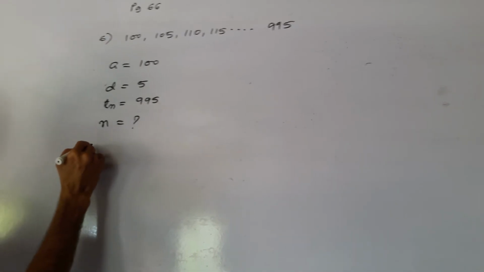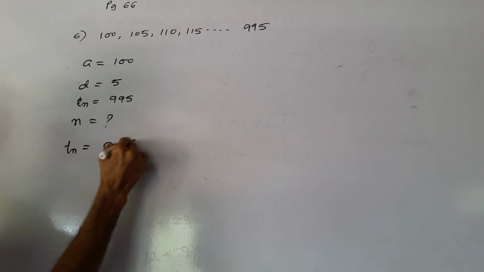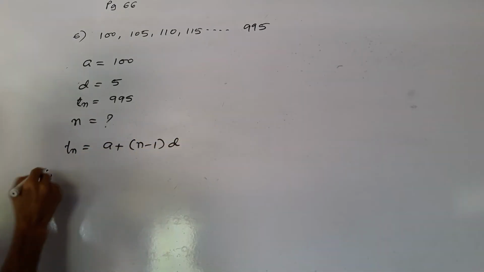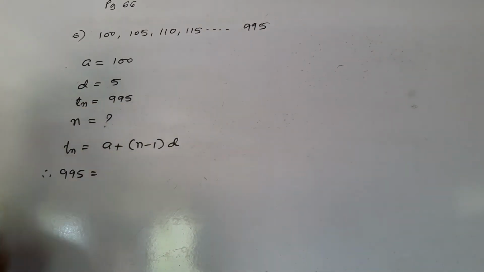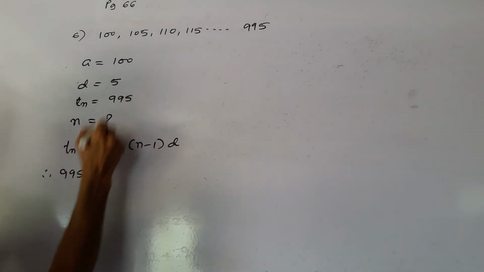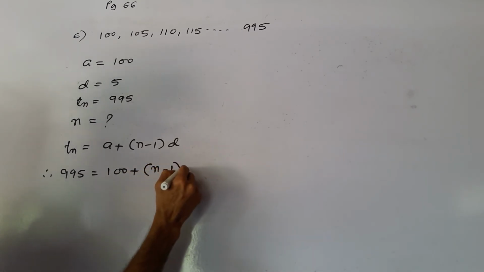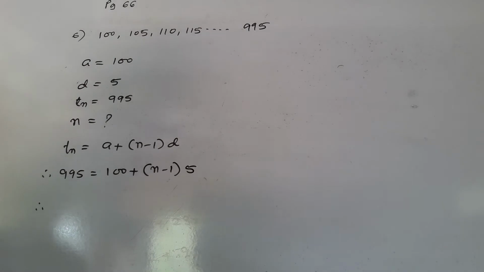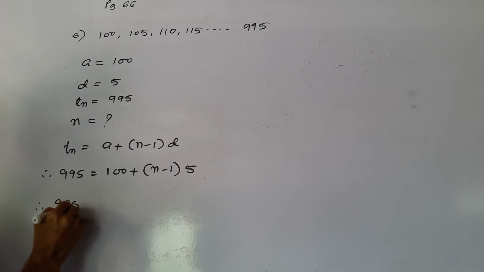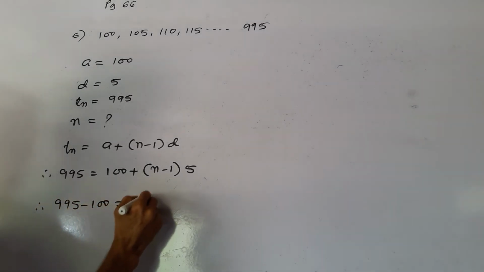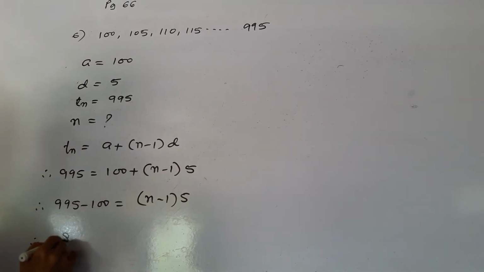And therefore we write the formula now. Tn equals a plus n minus 1 d. In place of Tn write 995, because we have to find the value of n this time. 995 is equal to a, which is 100, plus n minus 1 into d, which is 5. Subtract 100 on this side: 995 minus 100 is equal to n minus 1 into 5, and therefore it is 895.